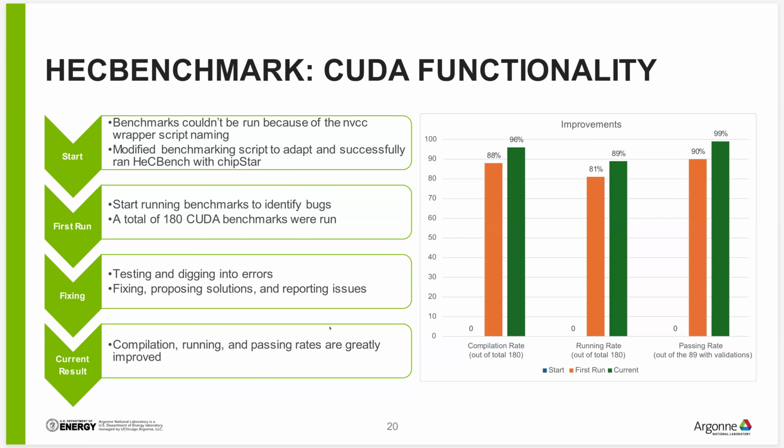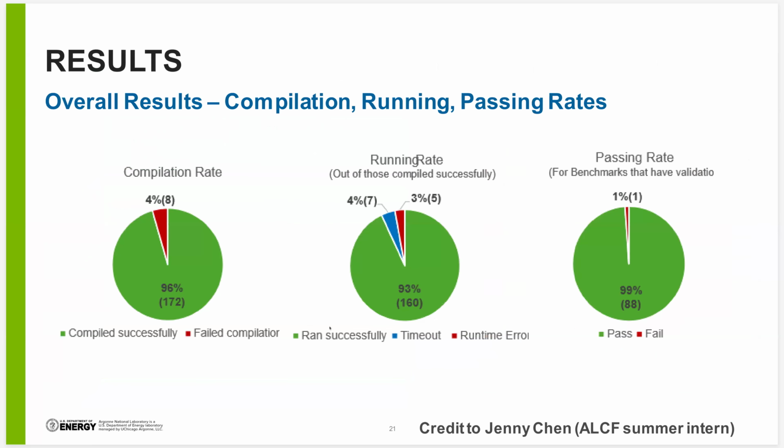She did some fixing, she proposed solutions, she reported the issues she couldn't fix. She made pull requests. And the result was that now the compilation rate is up to 96%, the running rate is up to 89%, and the passing rate when we have the validation required is 99%. So she got great results here, and the CUDA support looks way better than when she started.